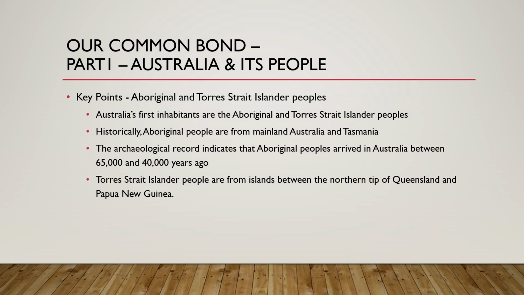So some key points you need to know are about Aboriginal and Torres Strait Islander peoples. They were the first inhabitants of Australia, and historically Aboriginal peoples are from mainland Australia and Tasmania. Torres Strait Islander people are from islands between the northern tip of Queensland and Papua New Guinea. The archaeological record indicates the Aboriginal peoples arrived in Australia between 65,000 and 40,000 years ago. So they term themselves as the original inhabitants of the land.